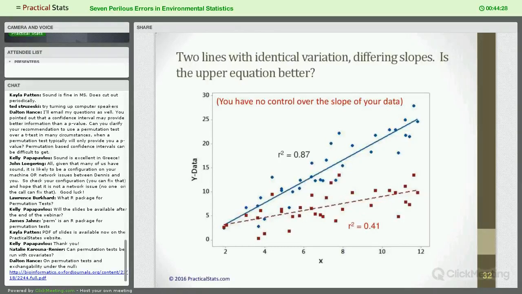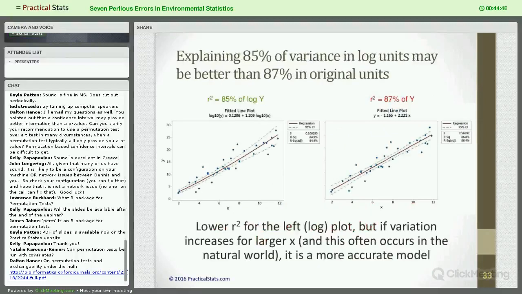And the problem is that we had no control over the slope in the natural world. We can't go out and design experiments to maximize slopes. So we have to take what we get. So R-squared has various things that affect it other than what we're trying to evaluate, which is some measure of the goodness of a regression equation.